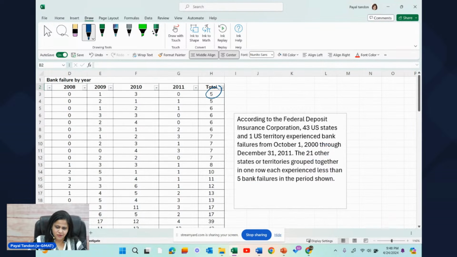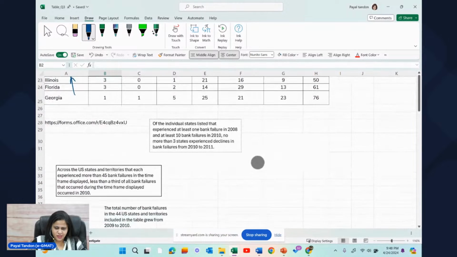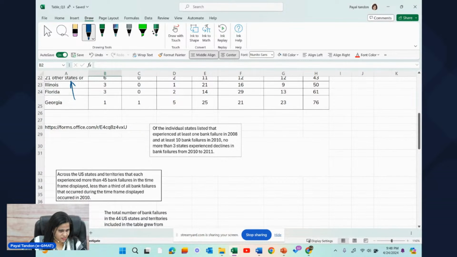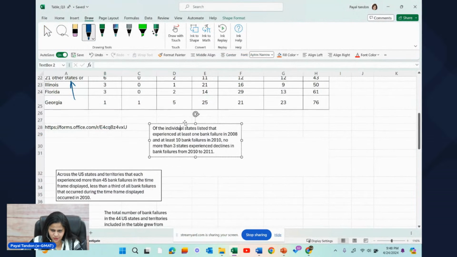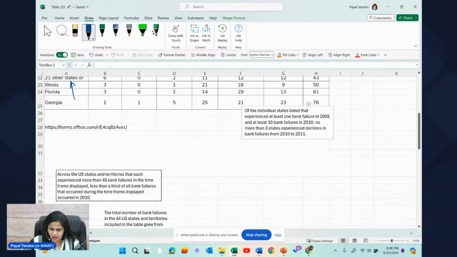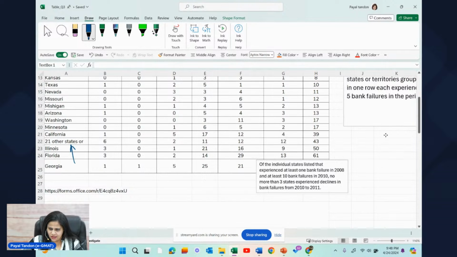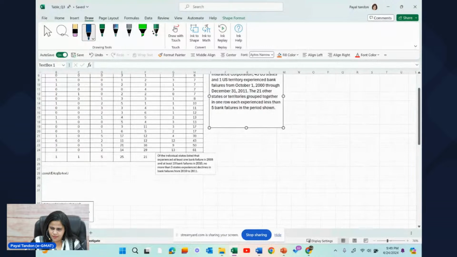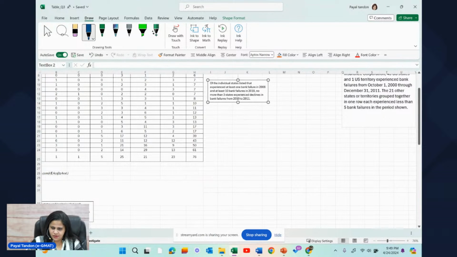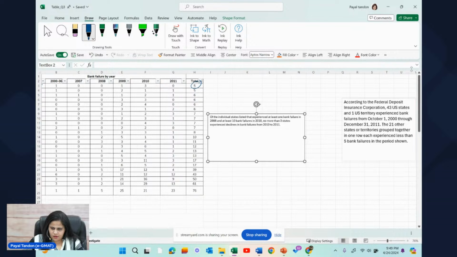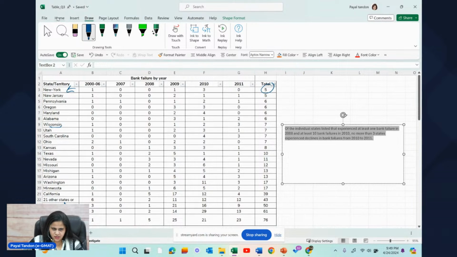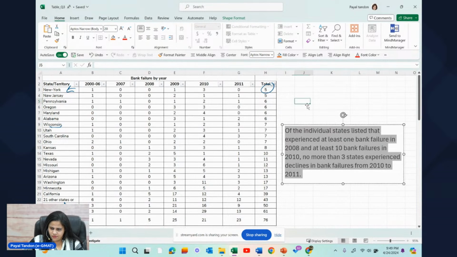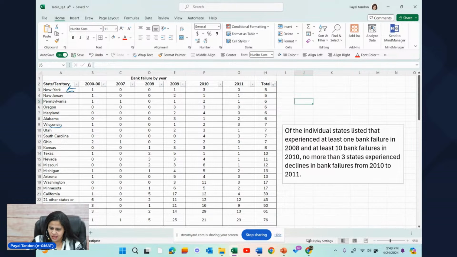So we understand the data set, right? Now what we're going to do is take a look at each of these statements, and let me make sure that I have the statements in the correct order. So the first one is of the individual states. So this one over here. So let's bring this statement up here so that we can look at it in the context of this particular table. Okay, let's move it here. Let's get this out of the way, and I'm going to increase the font. Of the individual states, let's read this.